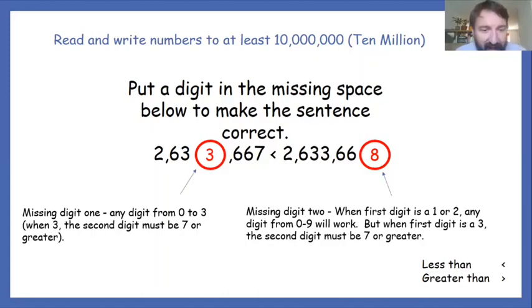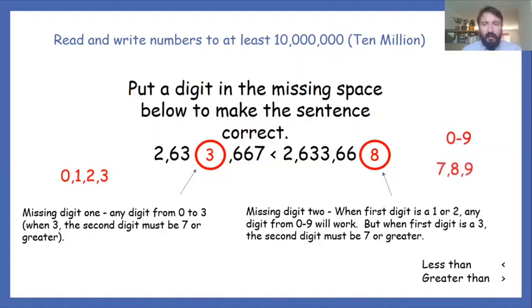So missing one digit, any digit from 0 to 3 works, but when it's 3, the second digit must be a 7 or greater. Missing 2, when the first digit is a 1 or 2, any digit from 0 to 9 will work. But when the first digit is a 3, the second digit must be 7 or greater. You might want to pause that and just have a look through. But there you go. Any of those numbers would have worked.